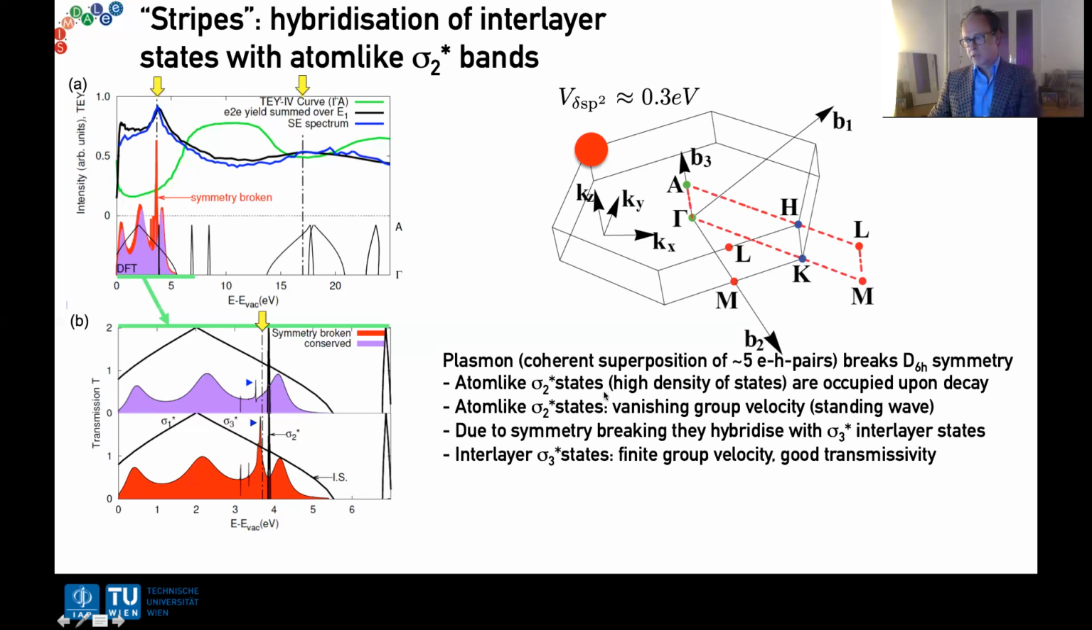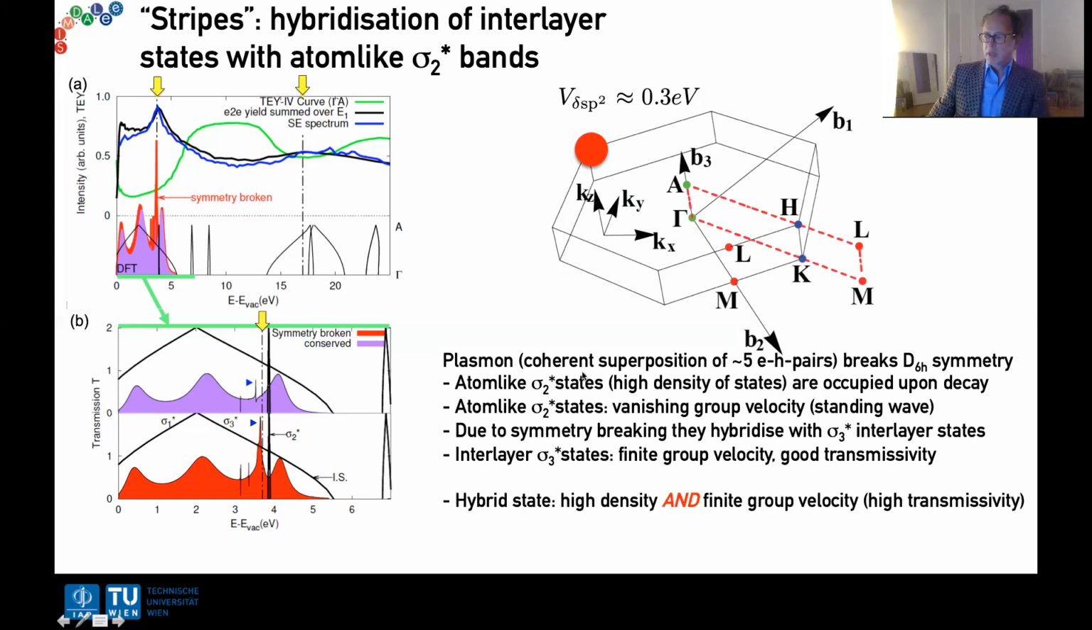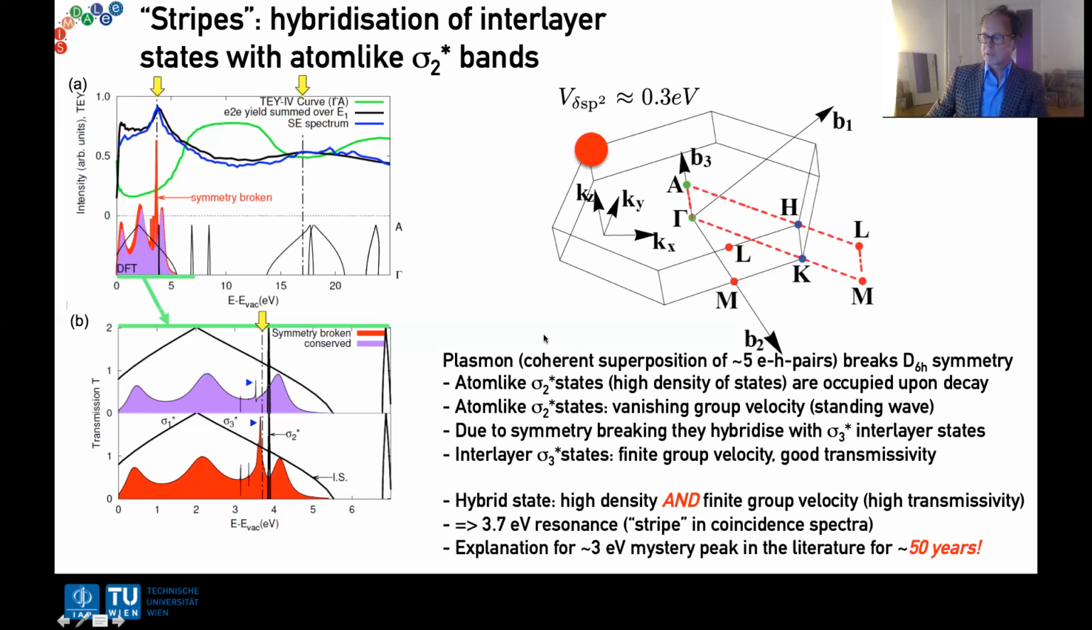They couple very well to vacuum states. So the hybrid state has a high density and a finite group velocity, or high transmissivity, and this gives rise to this 3.7 eV resonance, or the stripes in the coincidence spectrum. And that's the explanation for the 3 eV mystery peak, which has been in the literature for over 50 years.